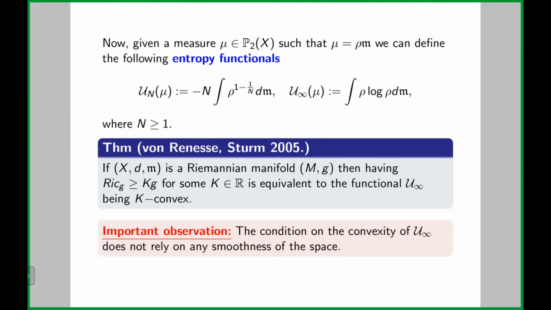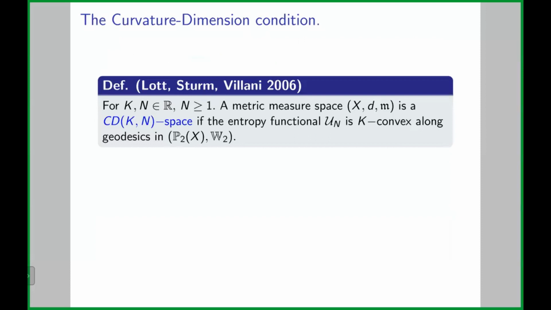We can define the Wasserstein space. We can talk about these entropy functionals without really caring if the reference measure is volume or whatever other thing that we can put. So this definition makes sense to generalize what we want. And this is exactly what was done. Lott, Sturm, and Villani defined that a metric measure space satisfies the CD(K,N) condition if the entropy functional U_N is K-convex along geodesics in the Wasserstein space.